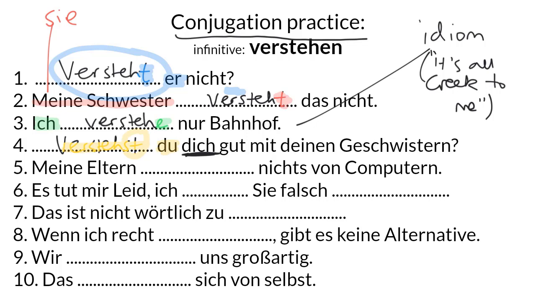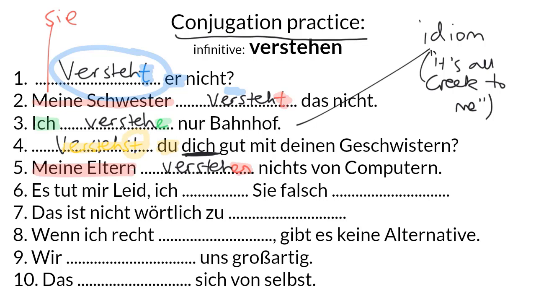Number 5, meine Eltern verstehen nichts von Computern. My parents understand nothing about computers. So we have an en ending because my parents are the subject, that is they. And this is a handy little phrase when you're talking about having no idea about something, no technical knowledge about something. They understand nothing of computers, where in English we would say nothing about.